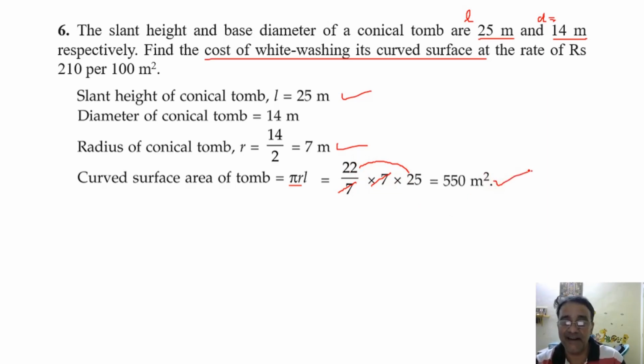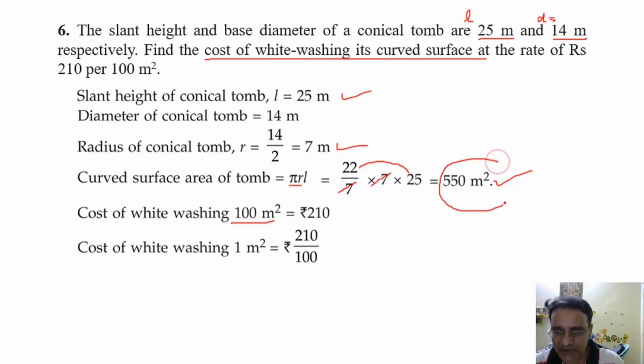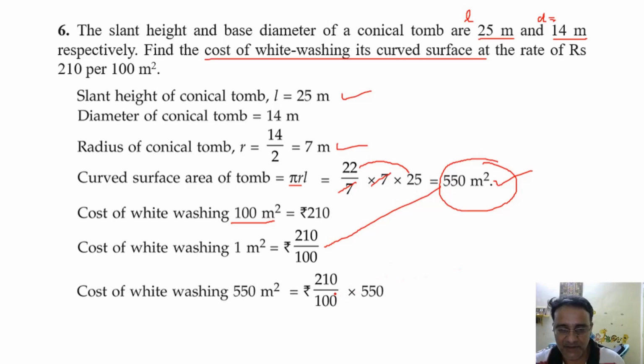Now the cost of 100 meter square is given as 210. So what is the cost of 1 meter square? 210 divided by 100. Very good. And what is the cost of 550 meter square? Multiply both: 550 into 210 by 100. You can cancel a 0 and a 0. So 55 into 21 is the answer, that is 1155 rupees. Any doubt? No, sir.